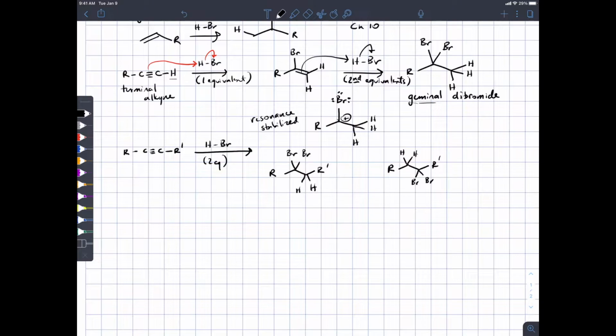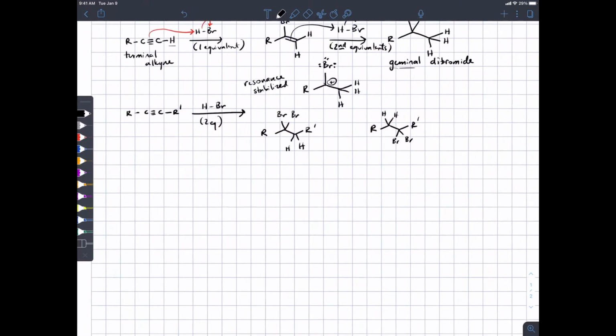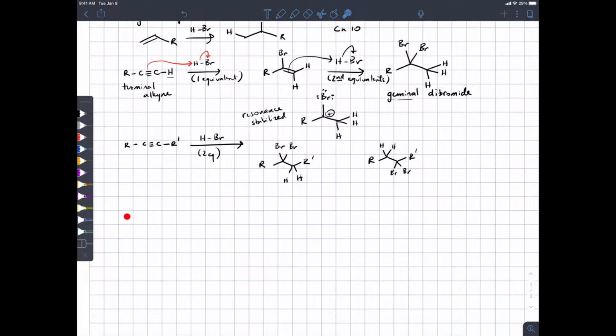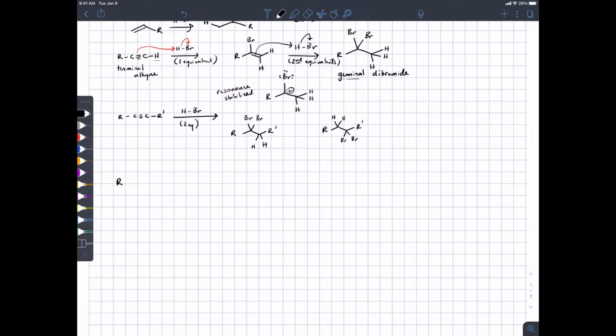So there's not really a lot to see here other than if you see a product with bromines on 2 carbons, you should be thinking, I maybe could have got that from an alkyne of some sort. Now, we can do exactly analogous things with alkynes and hydration reactions.